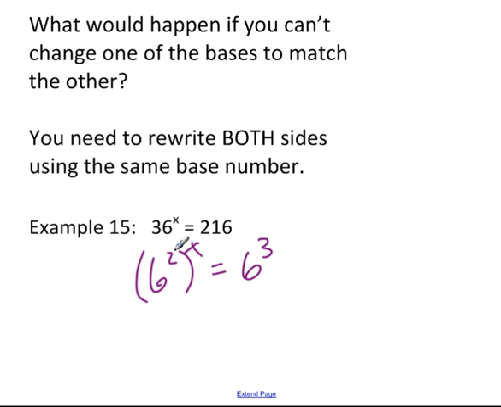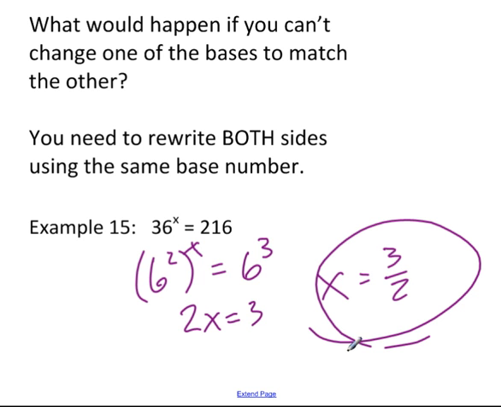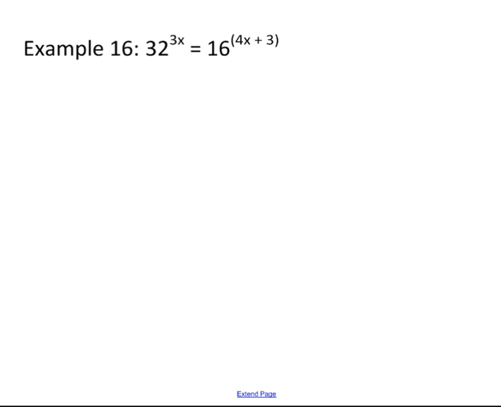So I got 2 times the x now equals 3. So x equals 3 halves. Yes, you're going to have to change both of your bases. Number 16. 32 and 16, what do they have in common? Don't get fooled and think that 2 times 16 is going to make 32 and you're just going to do some kind of weird 16 squared here. No, life is not that easy. We're going to have to go to 2's.